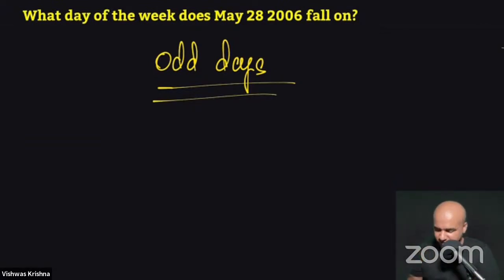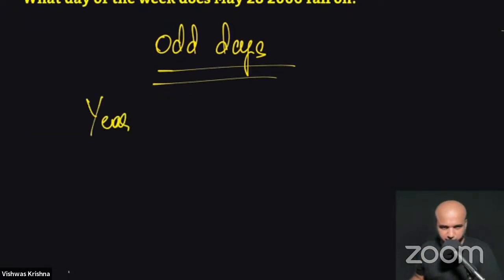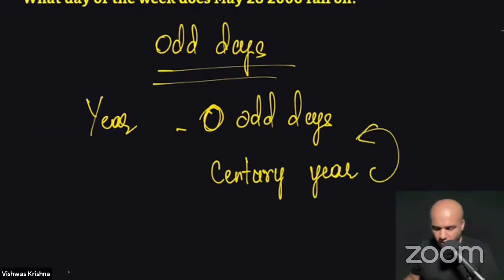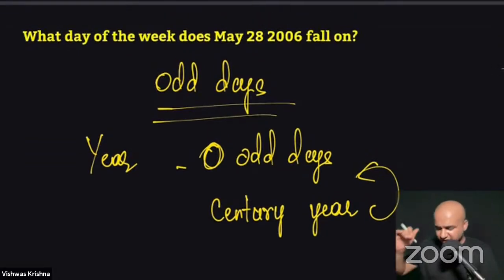The first step in this is to identify the year with 0 odd days, and it should be a century year. Century year with 0 odd days. Now, can someone tell me which is the year closest to 2000? It should be below 2006, before 2006. Which is the year which is before 2006 and a century year? Century means anything which is divisible by 100. A century year closest to 2006 but before 2006 and which has 0 odd days.